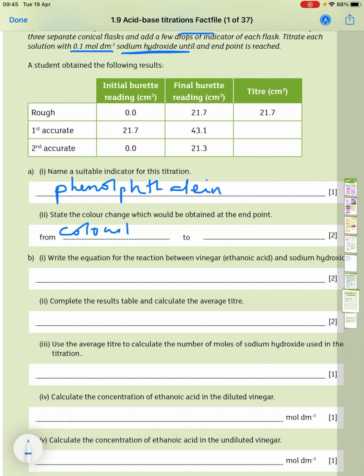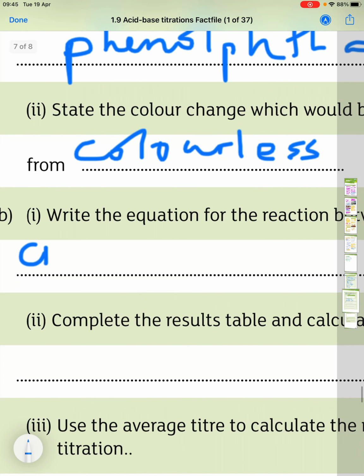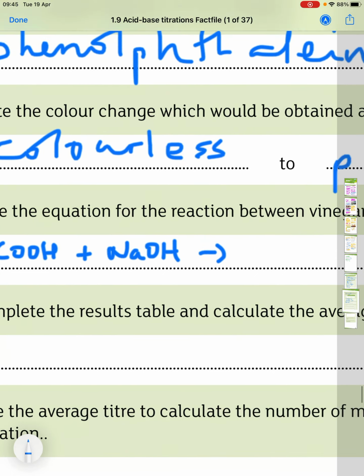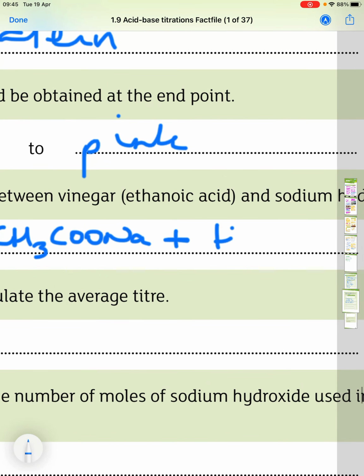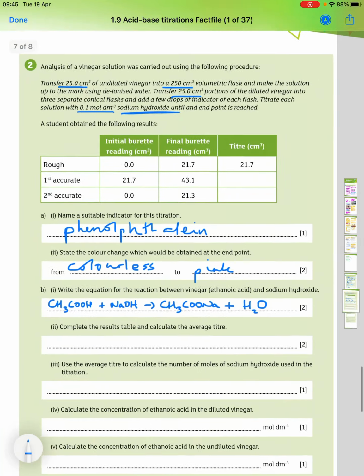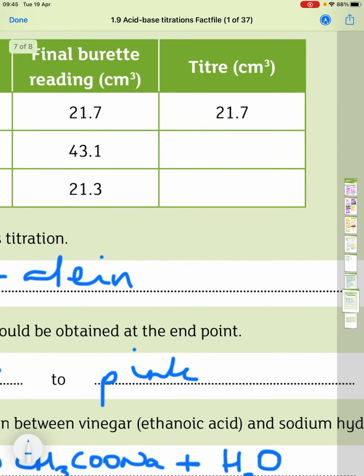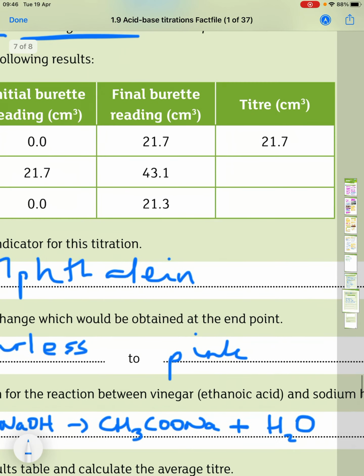And the colour change you would observe at the end point would be from colourless in acid to pink in alkali. So then the equation for this reaction, we've got ethanoic acid, which is CH3COOH, plus sodium hydroxide, NaOH, and that's giving us then the CH3COONa and water, H2O.